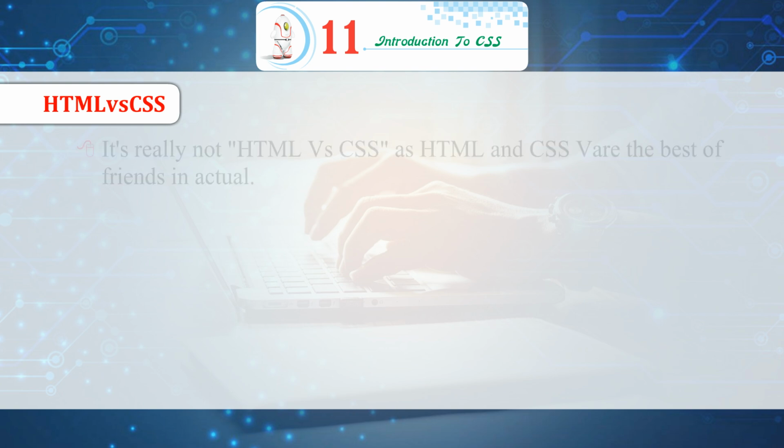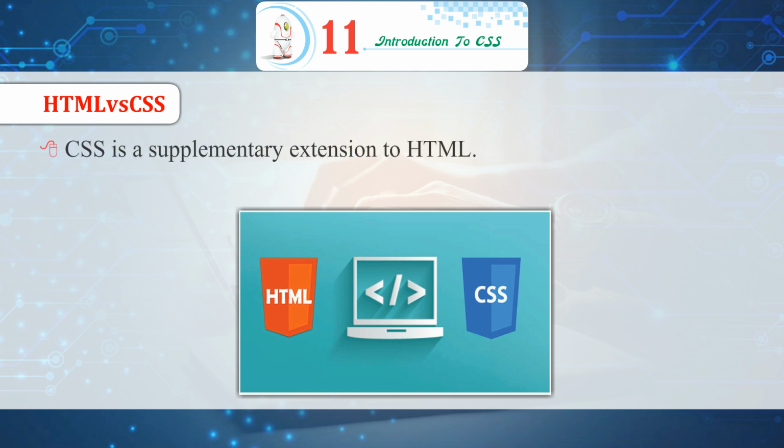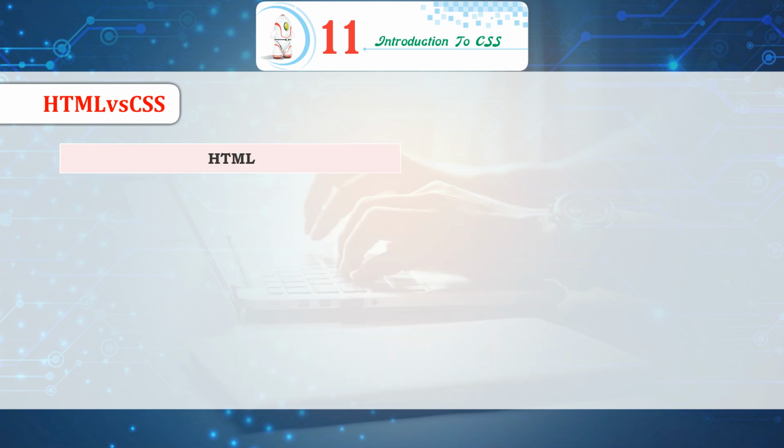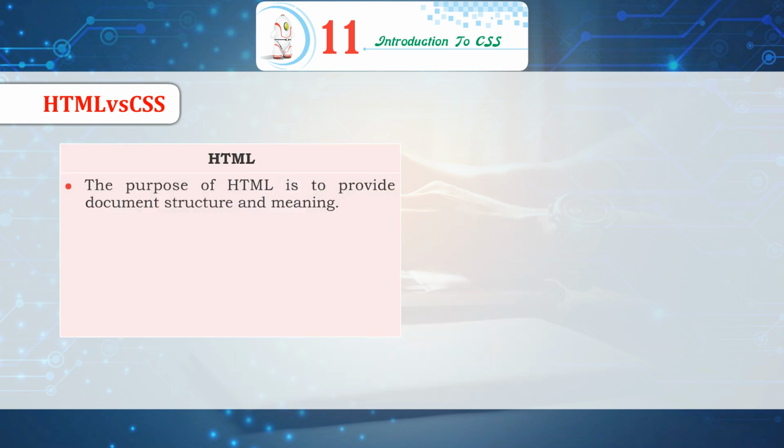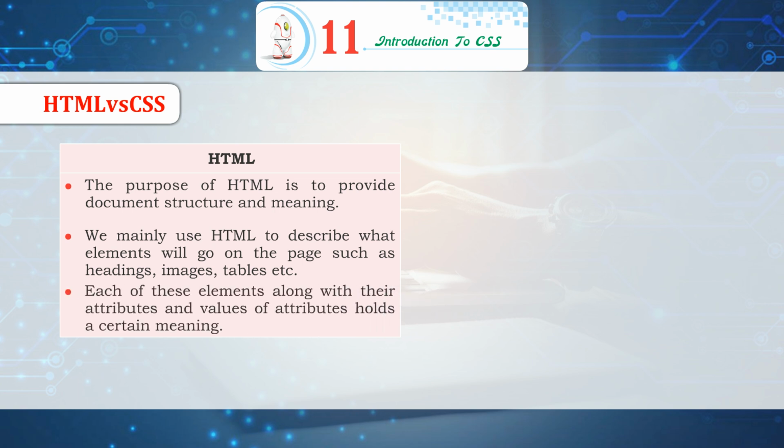HTML versus CSS. It's really not HTML versus CSS, as HTML and CSS are the best of friends in actual. CSS is a supplementary extension to HTML. Their working is different from each other as follows. HTML: The purpose of HTML is to provide document structure and meaning. We mainly use HTML to describe what elements will go on the page, such as headings, images, tables, etc. Each of these elements, along with their attributes and values of attributes, hold a certain meaning.